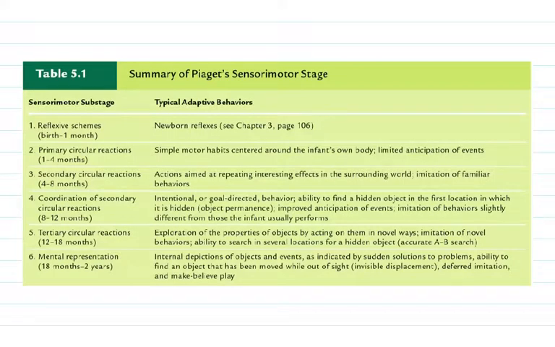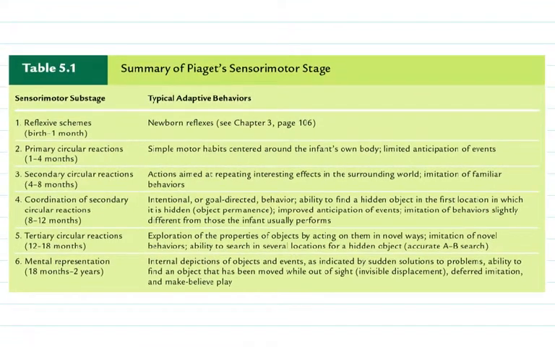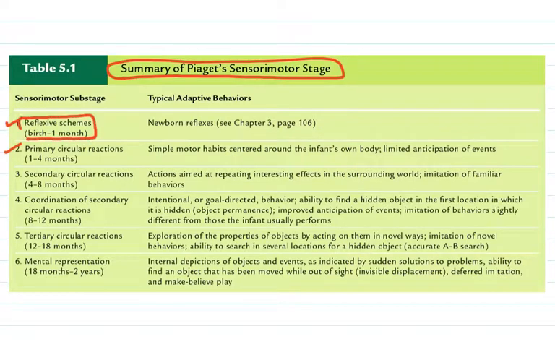Here there's a very useful table, which is basically a summary of Piaget's sensorimotor stage, right? And these are the 6 substages. From birth to 1 month, we have only what we call reflexive schemes, right? Now, what exactly are reflexive schemes?